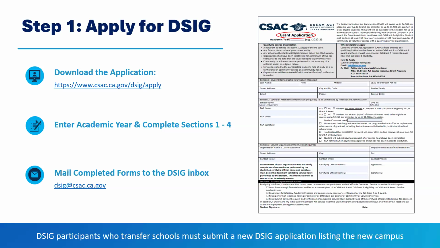They can put up to 2 staff members to be listed on the DSIG application as certifying officials, and only those 2 officials may sign the service hours tracker. And then finally, section 4, the student agreement. The boxes must be checked, signed, and dated by the student, and completed forms are emailed to the DSIG inbox, dsig@csac.ca.gov.